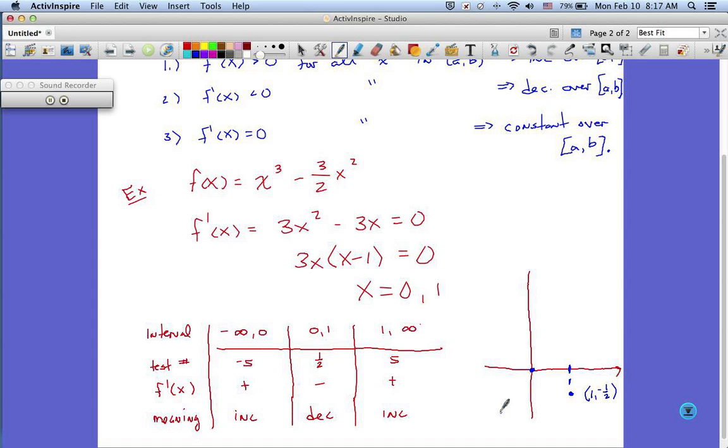I know that my graph is increasing from here to here, the left side of the graph. And then I know it's decreasing from 0 to 1. But then I know it increases from 1 to infinity. So I know my graph goes like this. Increasing, increasing, increasing. Oh, now it's decreasing, decreasing, decreasing. Now it's increasing. Okay, so I know my graph looks like that.